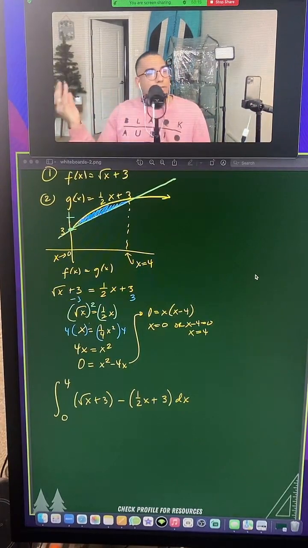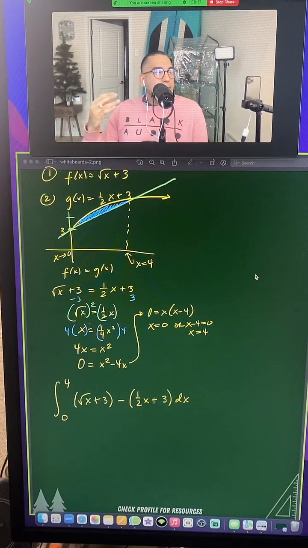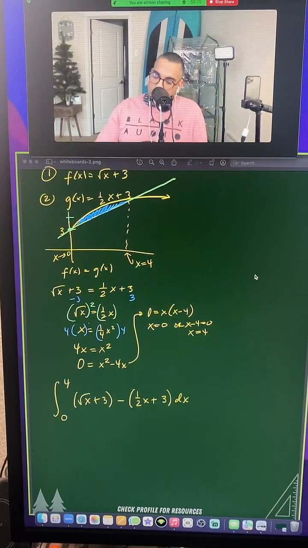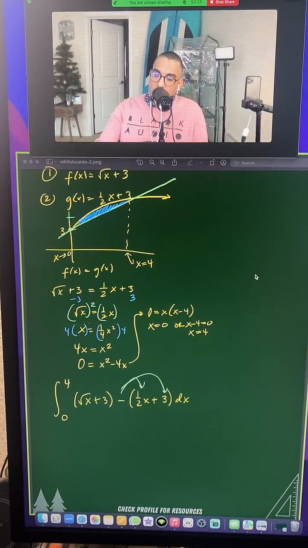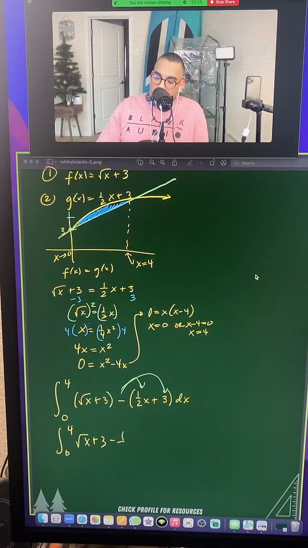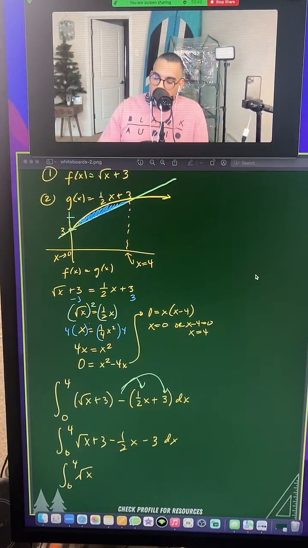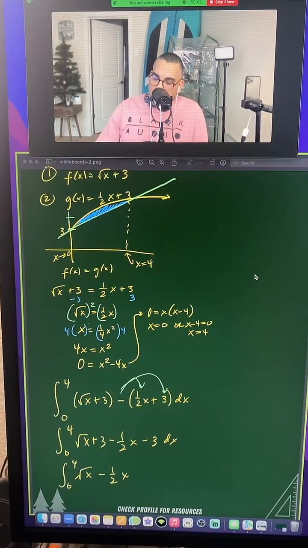So we're trying to find the area of this, right? Notice that I use parentheses. It's always good to be consistent with those so that you can pay attention to whether or not you have to distribute a negative or something like that. So let's distribute that negative here. And that leaves me with the integral from 0 to 4 of root x plus 3 minus 1/2 x minus 3 dx. Those 3's cancel out, so we're left with root x minus 1/2 x dx.